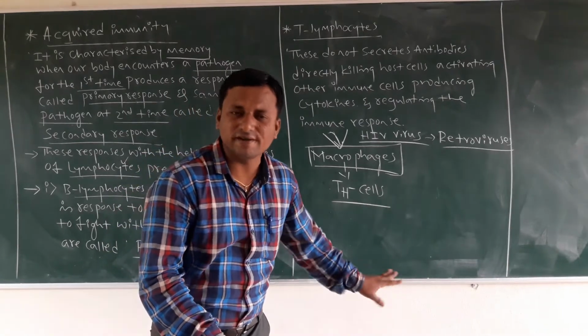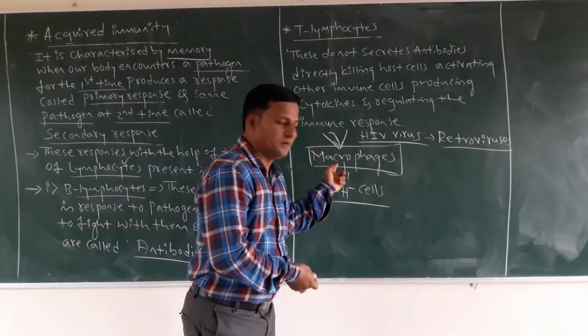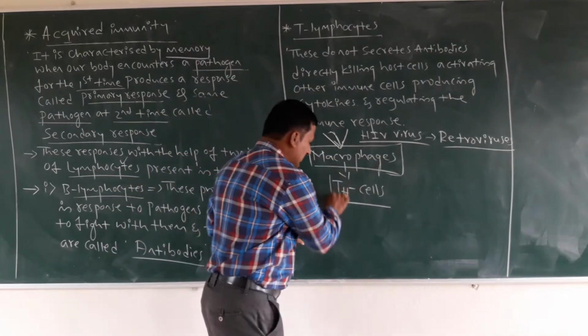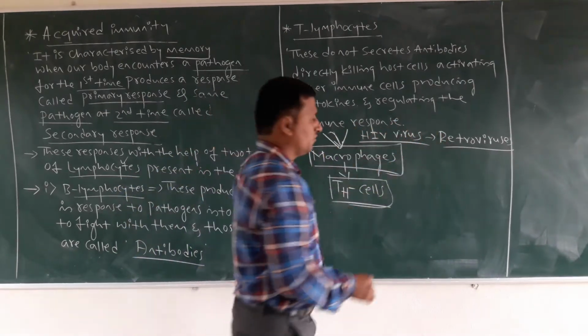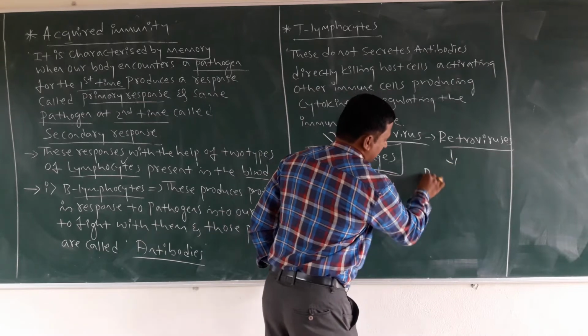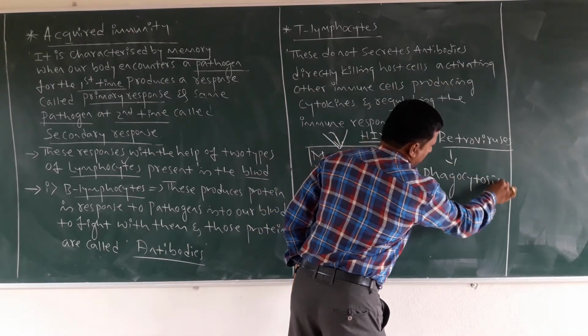But what is going on here? These retroviruses directly kill the macrophages and engulf them, because these retroviruses undergo an action called phagocytosis.